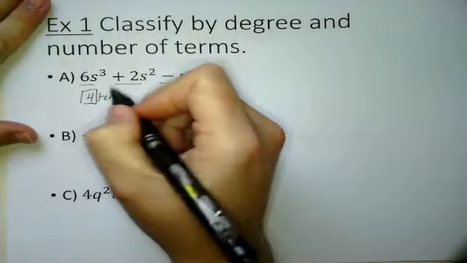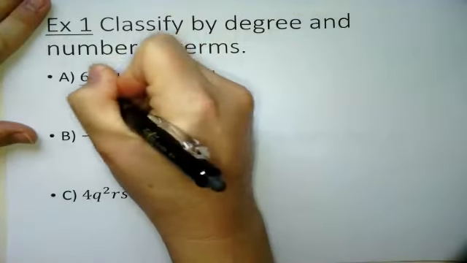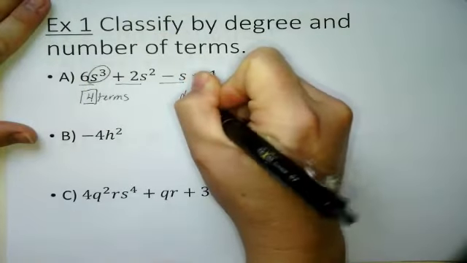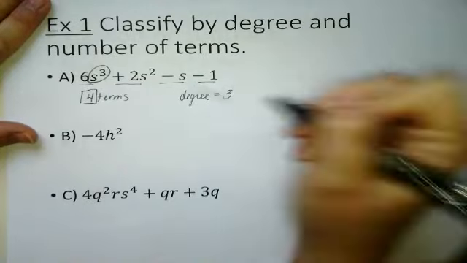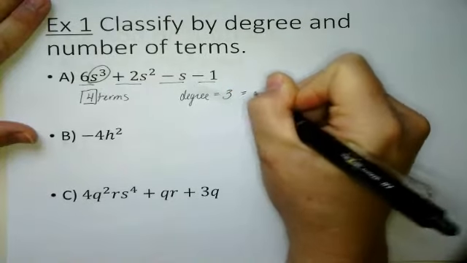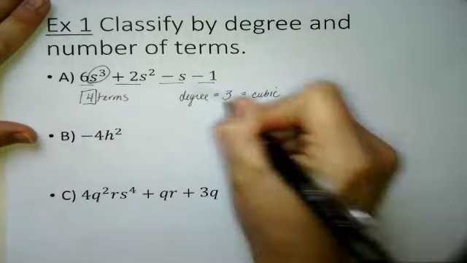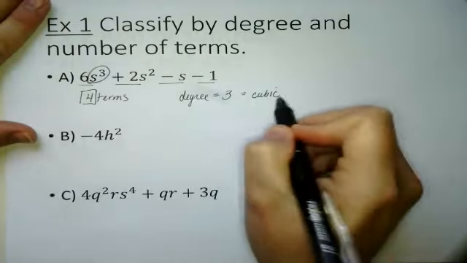And the degree is the highest power of our variable. So we have s being cubed here, so that degree would be 3. And if we wanted to give it a special name, we would call it cubic. I'm not sure which one it's going to ask for, but read carefully. It's either the number 3 or it's the word cubic.